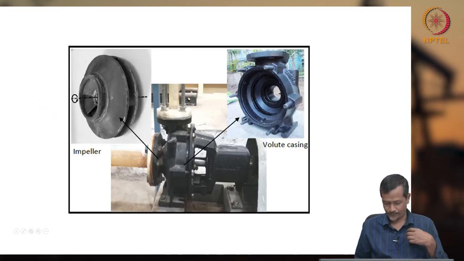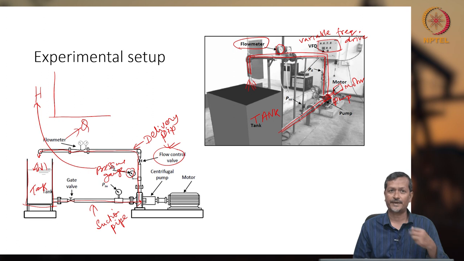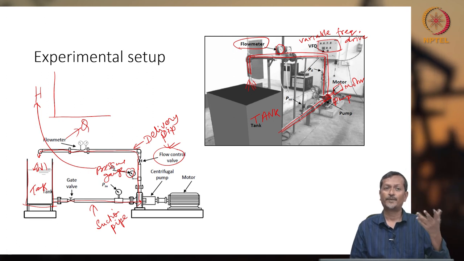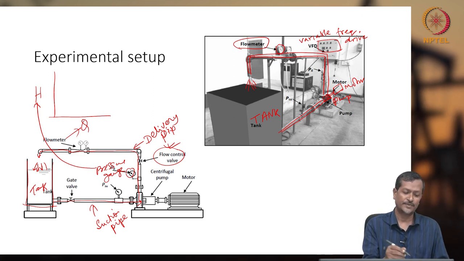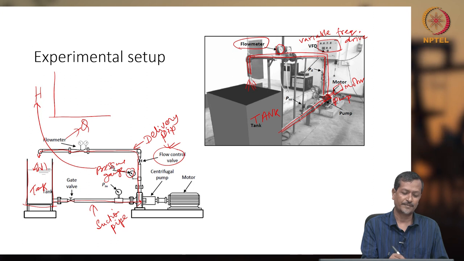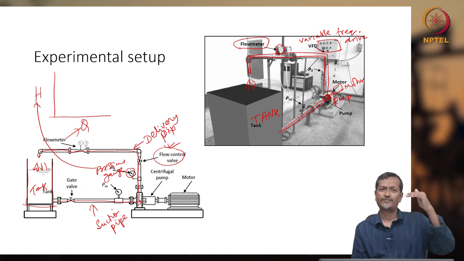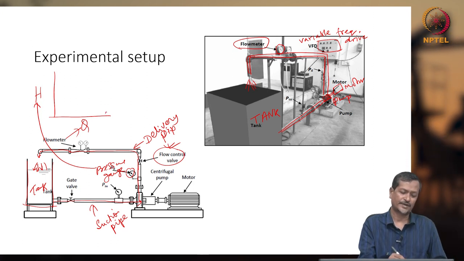Okay, if we don't have any restriction in the delivery pipe, then fluid flow will be maximum. So initially we assume there is no restriction in the delivery pipe, and your pressure gauge will be showing very low pressure. So at that time your flow rate is very high.